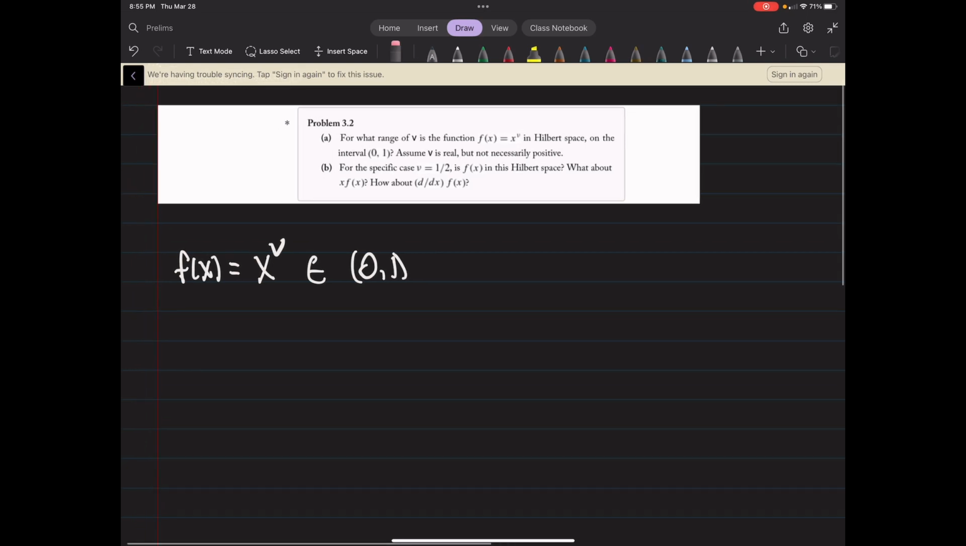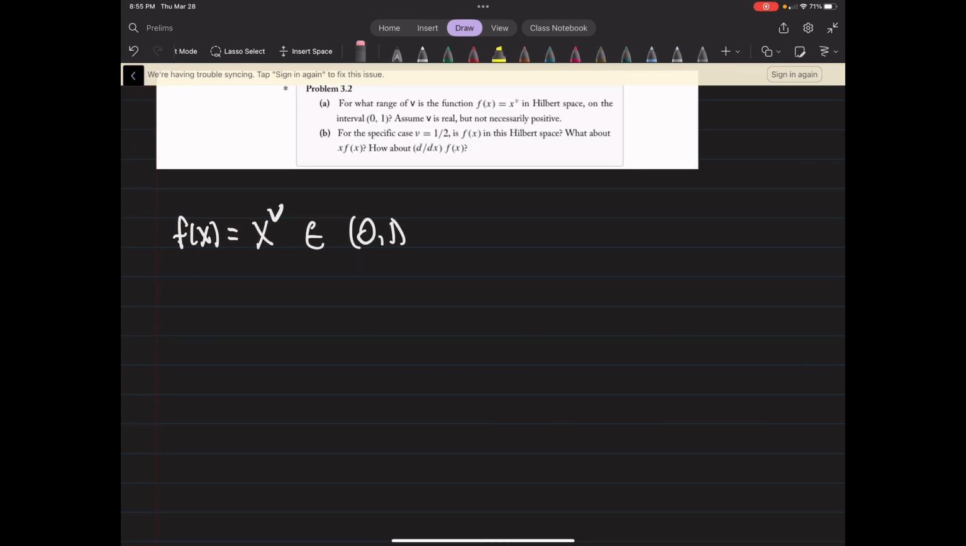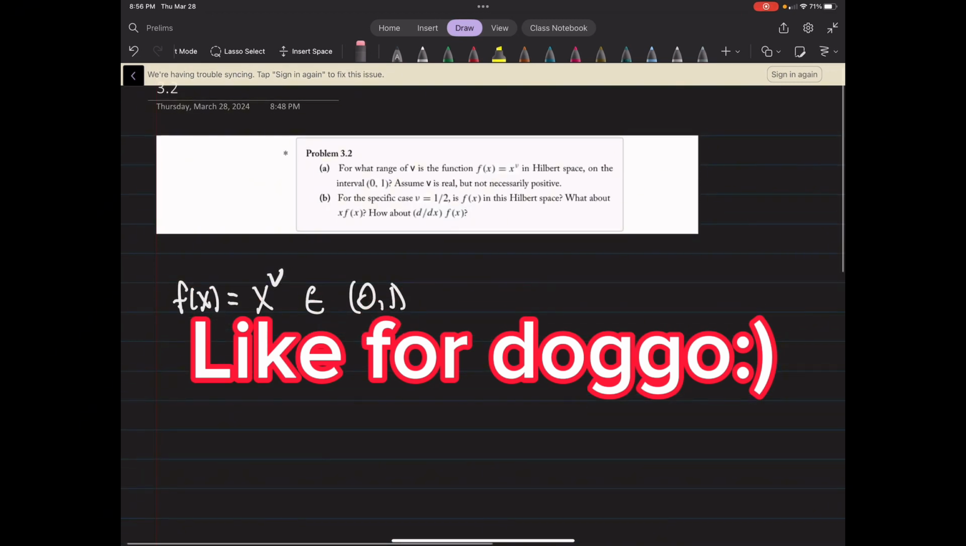And before I start this problem, sorry, that's actually my dog moving my iPad because he's laying here and his paw touched it.